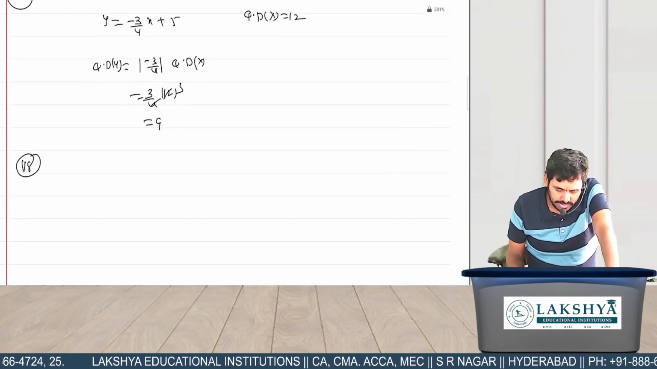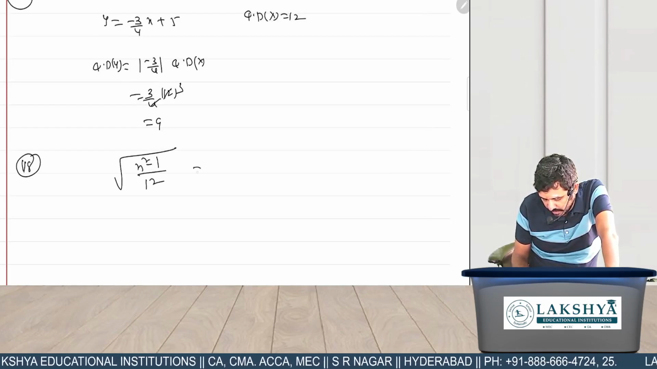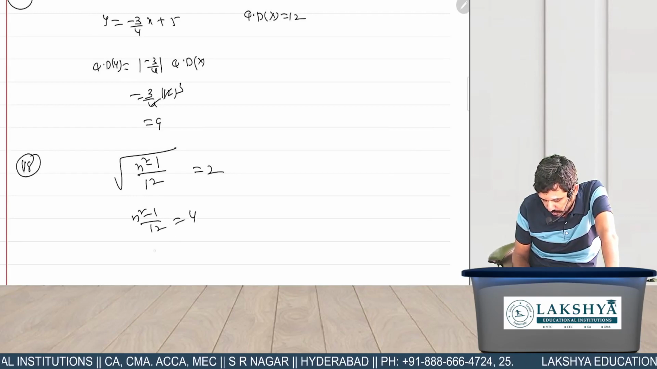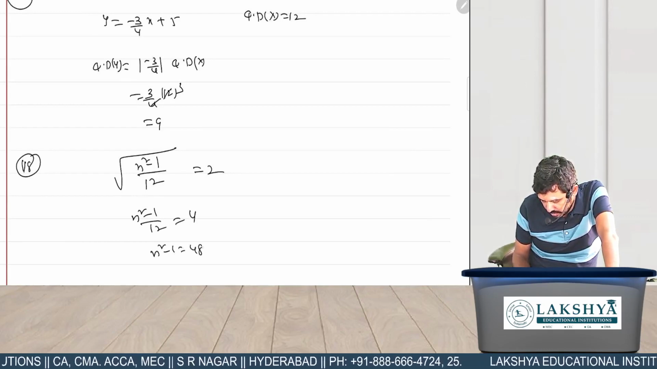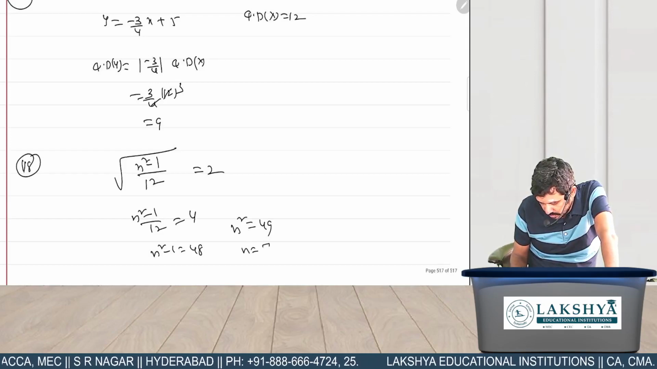Standard deviation of first n natural numbers is 2. First n natural numbers standard deviation formula: root of n square minus 1 by 12 is equal to 2. Squaring on both sides, n square minus 1 by 12 is equal to 4. N square minus 1 is equal to 48. N square is equal to 49. N is equal to 7.